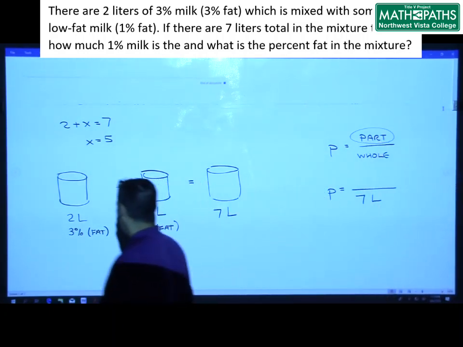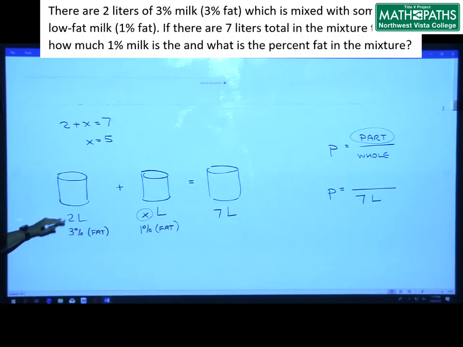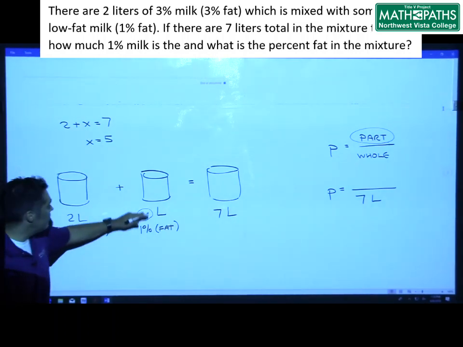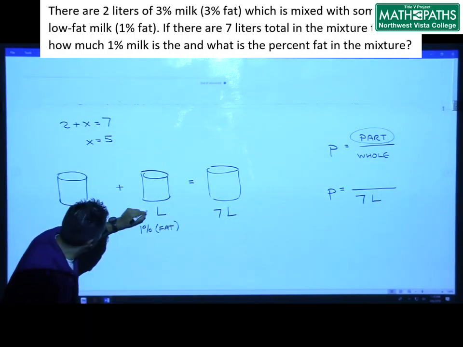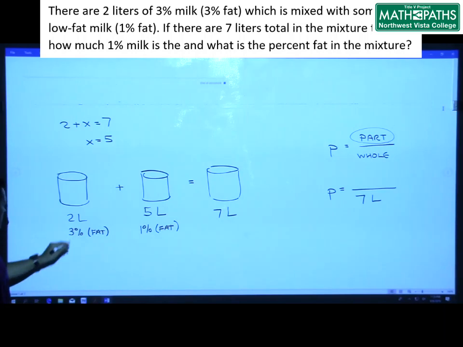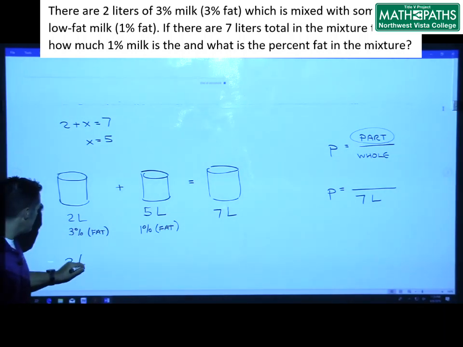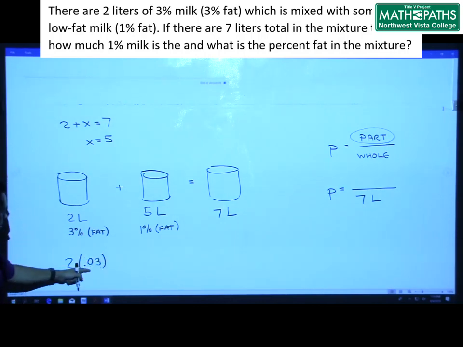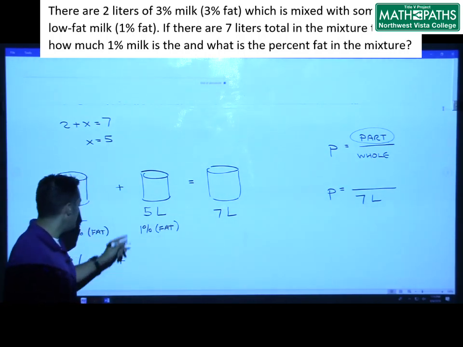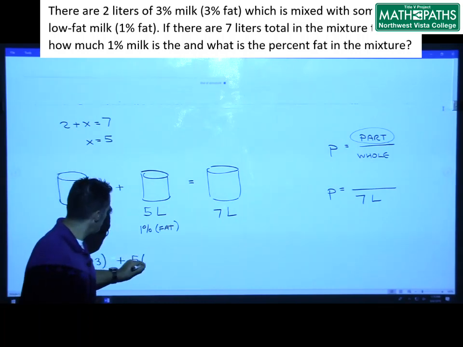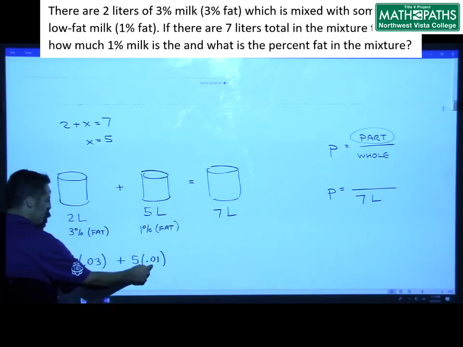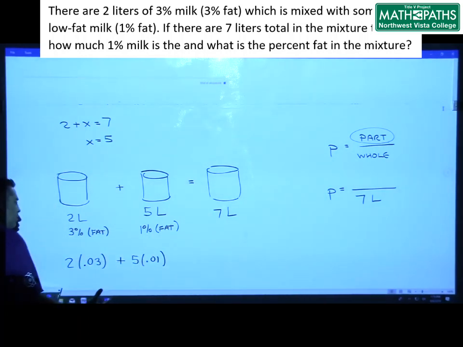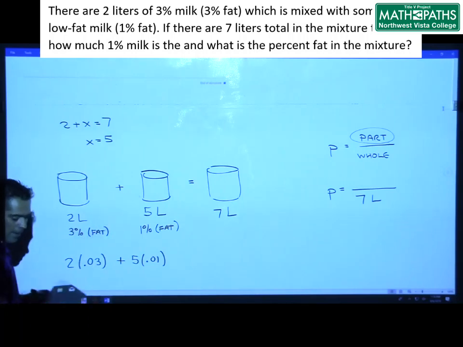So just as we did before, we're going to figure out how many liters of fat come from this, and then how many liters of fat come from this. And remember, this X we now know is 5. So 2 liters times 3% fat means 2 liters times 0.03, converting our percentage to a decimal, and we're adding to that 5 liters of 0.01, so that's our 1% converted to a decimal. We're going to add this up. This is going to give us the total liters of fat we have in our final mixture.